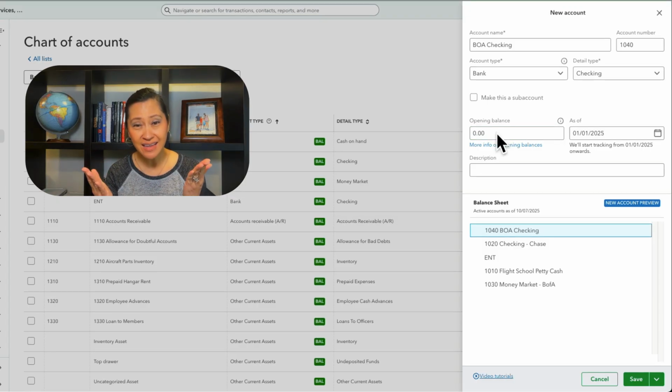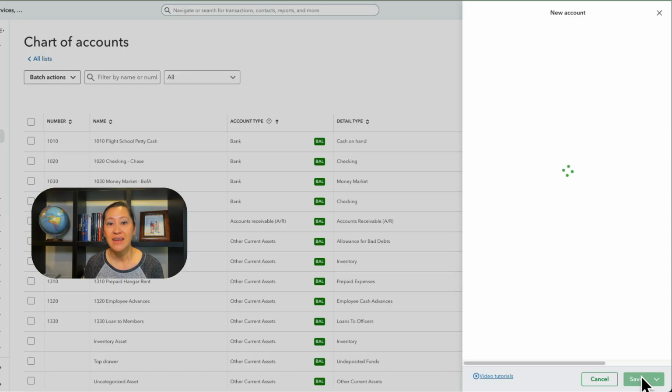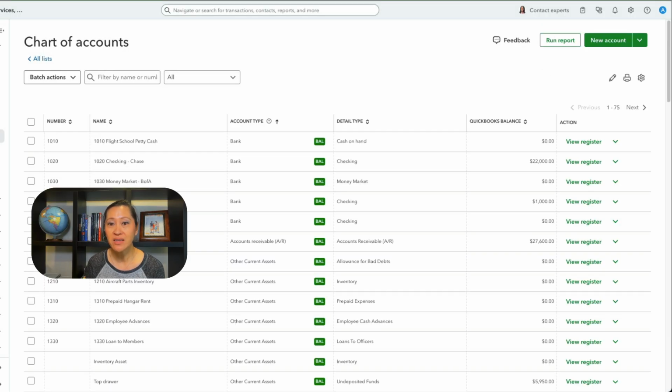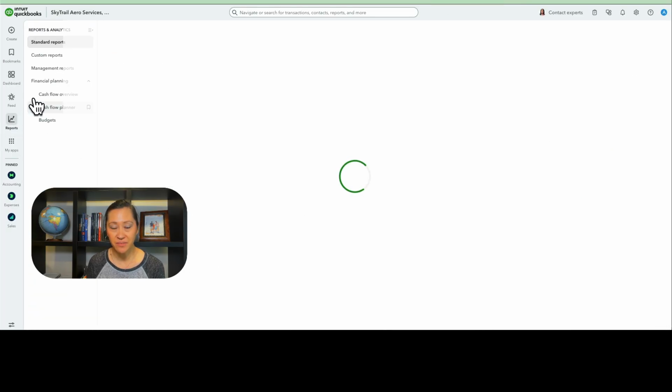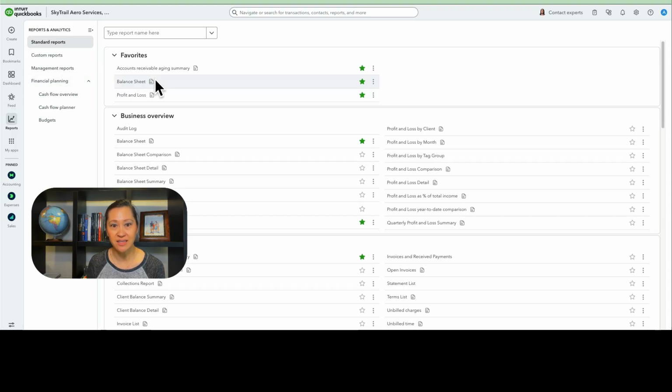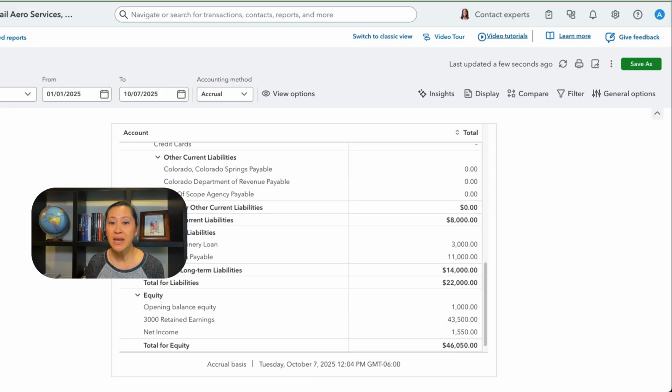So how do we fix it if the mistake was already made? Let's say the starting balance was entered incorrectly. Let's hit save. And now you see $1,000 sitting in opening balance equity. Here's how to fix it in QuickBooks Online. Go to your reports. Go to the balance sheet. Scroll down. Find opening balance equity and click on the amount.